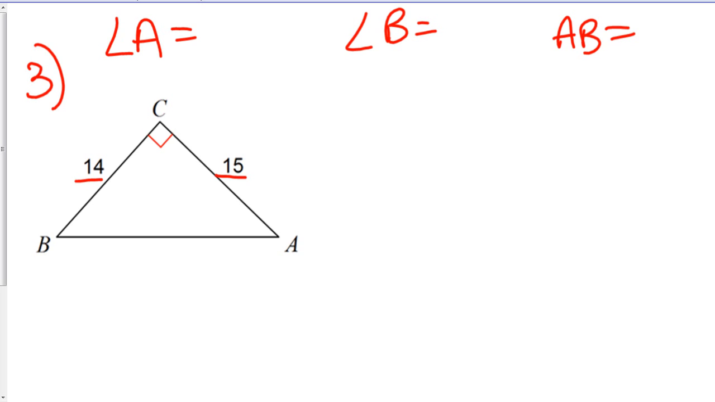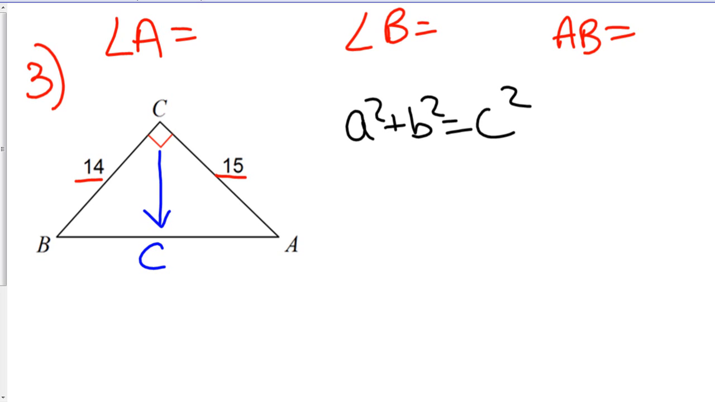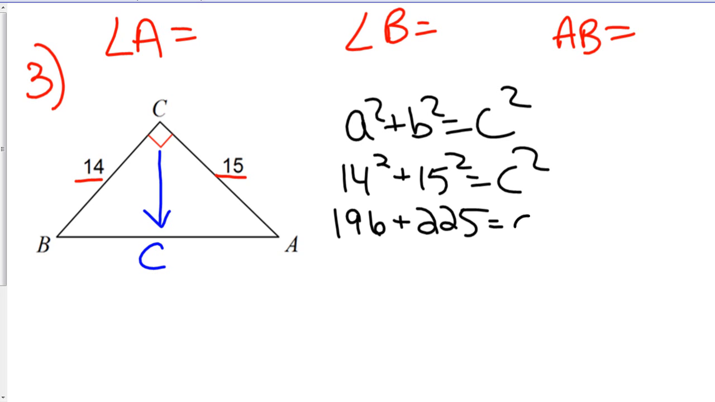Now we have to think back to the Pythagorean theorem. When we have two sides of a right triangle and we want that third side, all we have to do is the Pythagorean theorem, and we just need to remember that across from the 90 degrees is our hypotenuse. That is our c. So a squared plus b squared equals c squared. We've got 14 squared plus 15 squared equals c squared. When we do this, we'll have 196 plus 225 equals c squared. The 196 and the 225 combine to give me 421, and that's c squared.